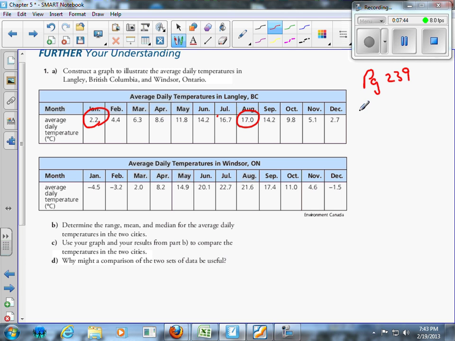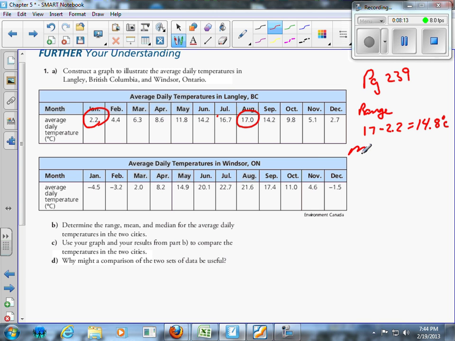So we get our range. So for A, range: 17, subtract 2.2. 14.8 degrees Celsius. So that's the difference in average temperatures between January and August.